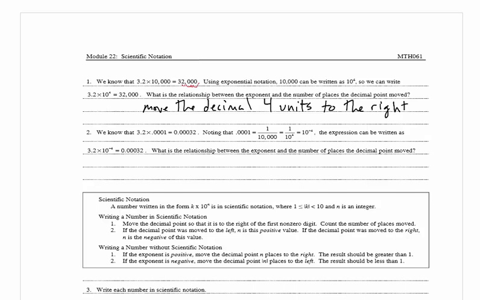And if we started off at 3.2, we moved it 1, 2, 3, 4 units to the left. So we moved the decimal 4 units to the left.